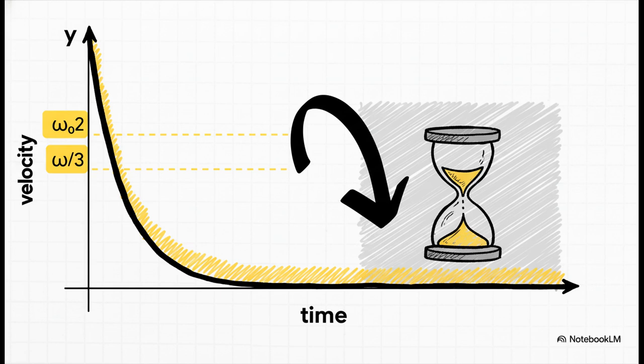Because the deceleration gets weaker and weaker as the body slows down, the body spends much more time rotating at those lower speeds. It kind of lingers at the bottom end of its speed range before it finally stops. All that extra time spent at low speeds pulls the overall average down, way below that simple midpoint of omega naught over 2, all the way to omega naught over 3.